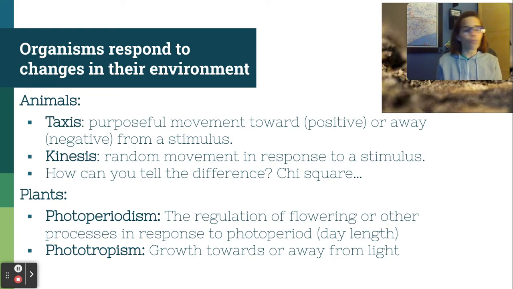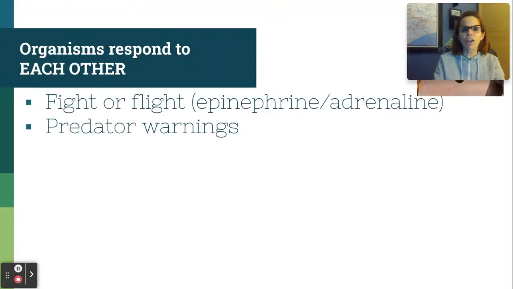And then there's phototropism. There's also gravitropism. There's all kinds of tropisms. And that's where they grow toward or away from light. So the stem grows toward light and the roots actually grow away from the light. So positive is toward and negative is away from them. Organisms can also respond to each other. So they might have a fight or flight response.